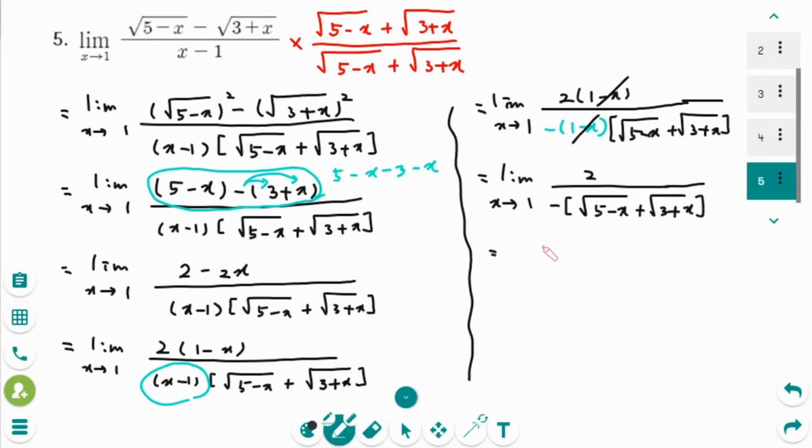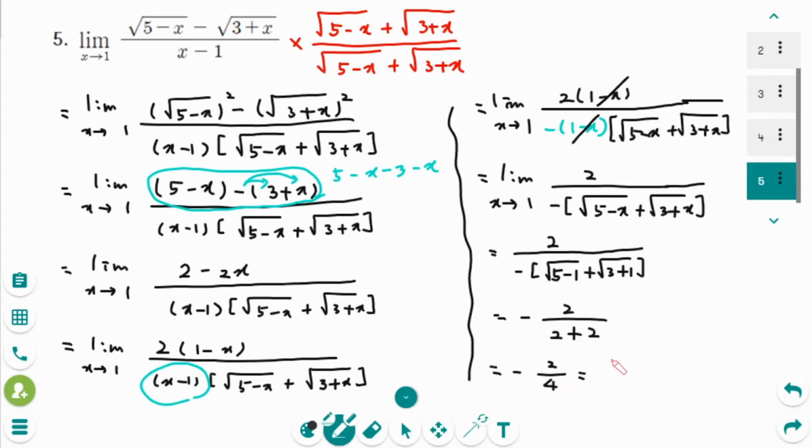And then put 1 into x, 2 over minus square root of 5 minus 1 plus square root of 3 plus 1. So minus 2, and this is square root of 4, which is 2, square root of 4, which is 2, so minus 2 over 4. The answer is minus 1 over 2.